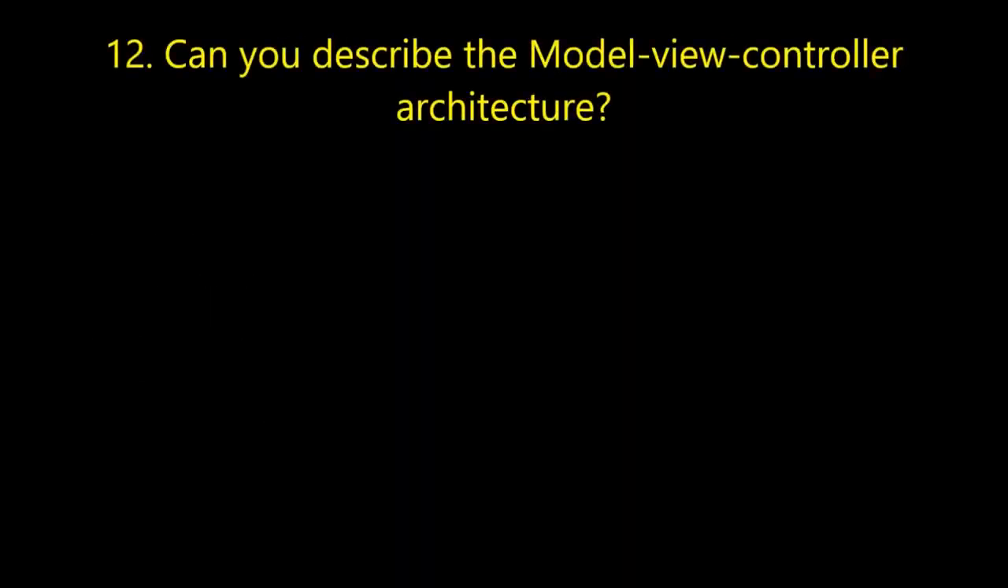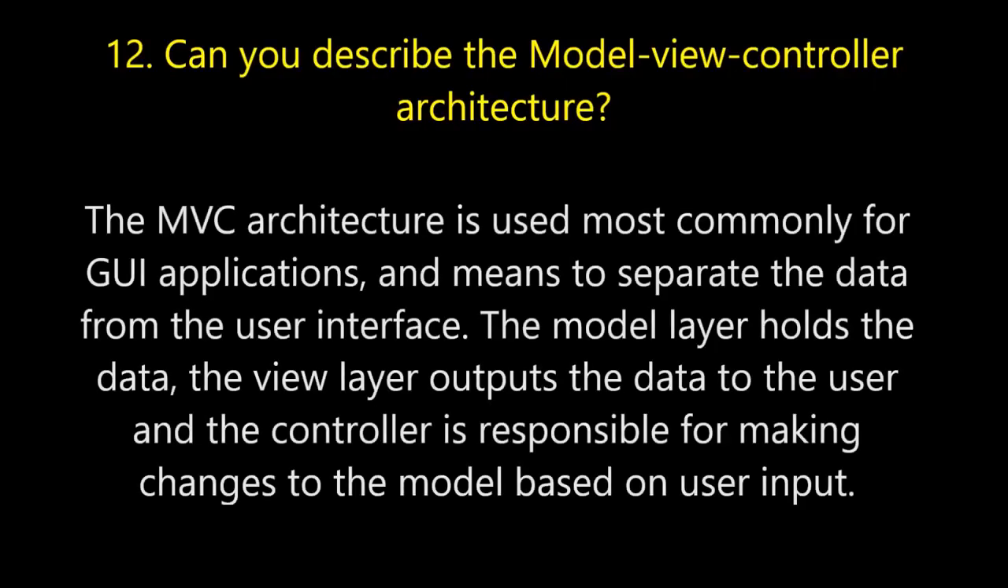Question number 12. Can you describe the model view controller architecture? The MVC architecture is used most commonly for GUI applications and means to separate the data from the user interface. The model layer holds the data, the view layer outputs the data to the user, and the controller is responsible for making changes to the model based on user input.